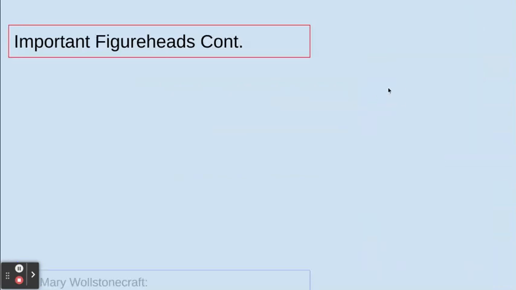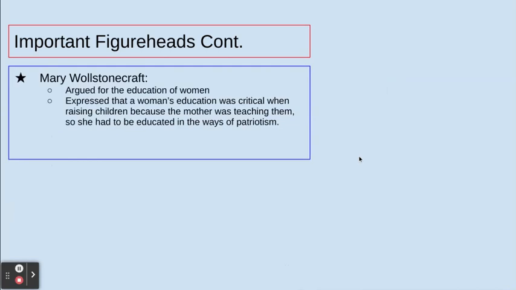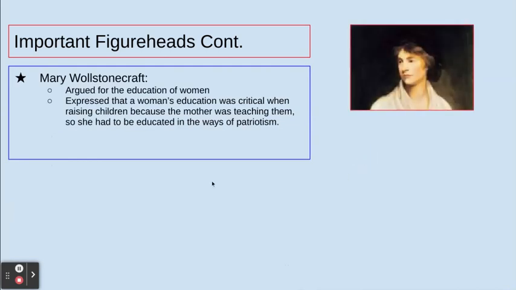Another important figurehead was Mary Wollstonecraft. Mary Wollstonecraft argued for the education of women and expressed that a woman's education was critical when raising children, because the mother was teaching them, so she had to be educated in the ways of patriotism.